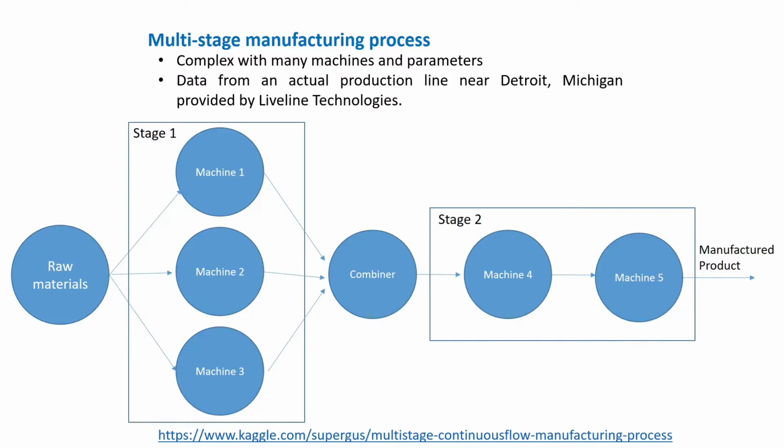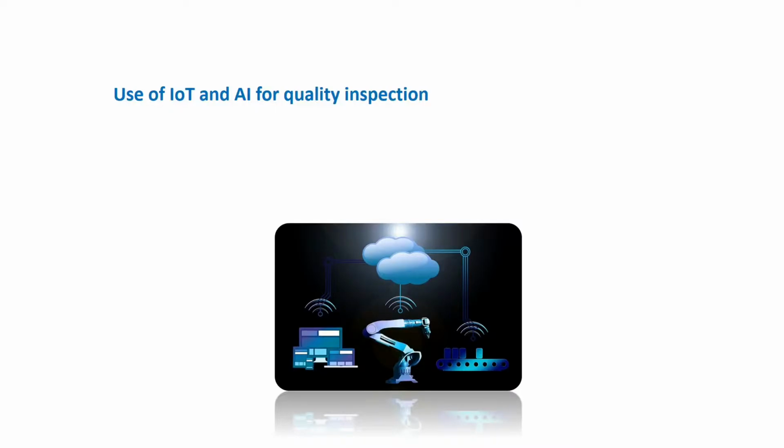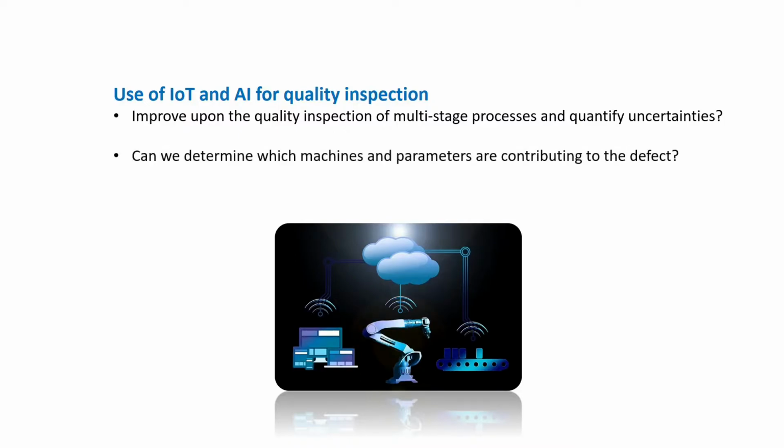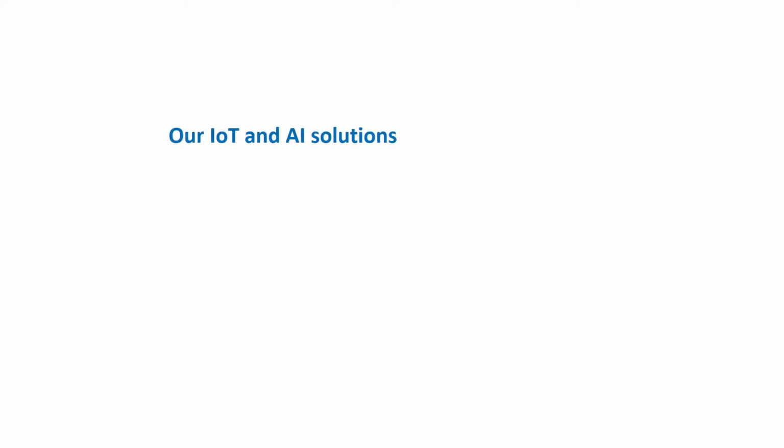The raw materials are firstly fed to machines 1, 2, and 3 in the first stage before feeding them to the combiner, and in the second stage they are processed by the machines 4 and 5, and lastly we get the manufactured product. Now, with the use of IoT and AI, can we improve upon the quality inspection of multi-stage processes and quantify uncertainties? Can we also determine which machines and parameters are contributing to the defect of any products? Hence, we propose our IoT and AI solutions.